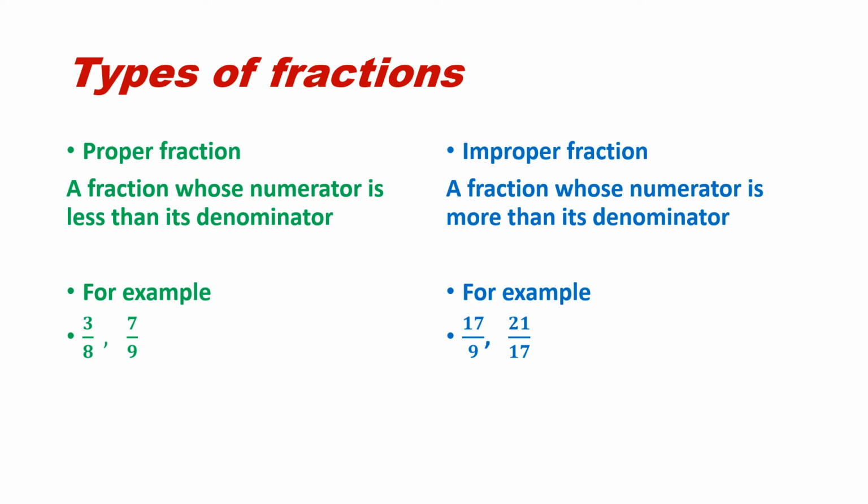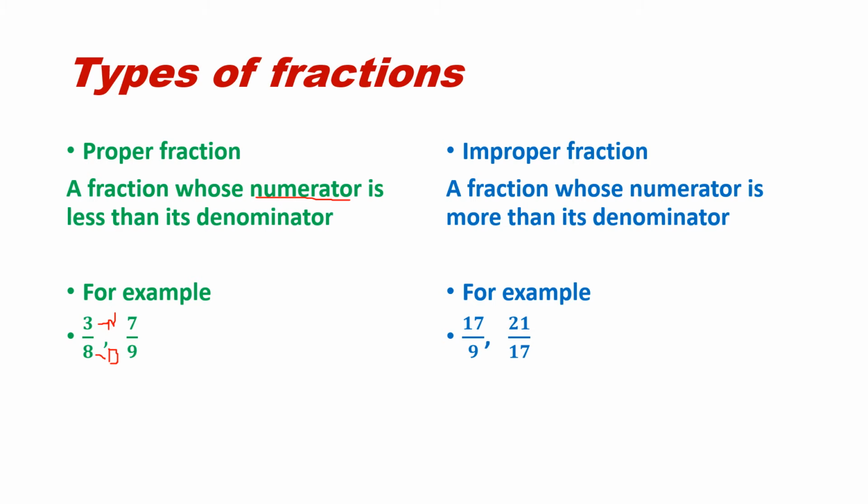Now types of fractions. What are the different types of fractions? Proper fractions and improper fractions. So what is a proper fraction? A fraction whose numerator is less than its denominator. So that means the numerator has to be less, like this here. This 3 is the numerator and 8 is the denominator. So we know that 3 is less than 8. So numerator is less than the denominator. So this is a proper fraction.